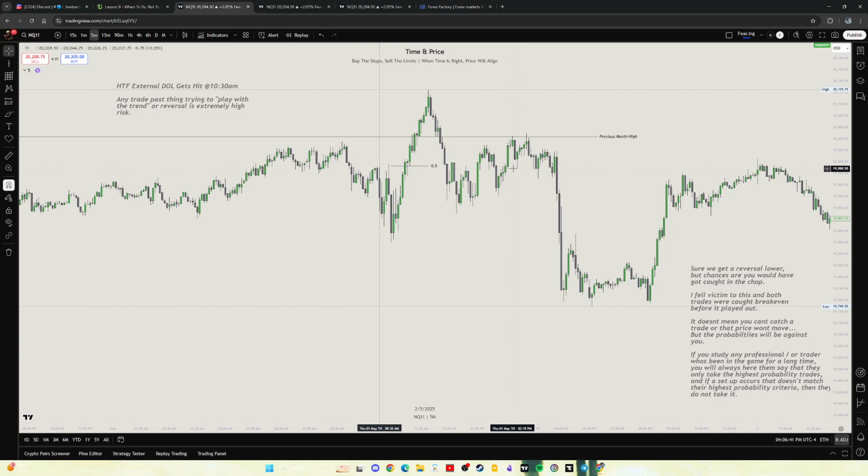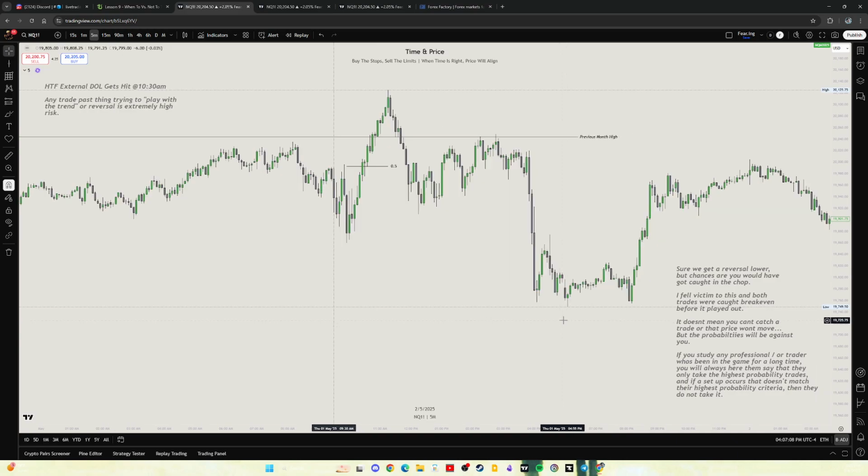Now, low probability conditions don't mean you can't catch a trade or that price won't move. It will, but you do not want to be trading when the probabilities are against you. If you study any professional, any trader who's been in the game for a long time, you'll always hear them say that they only are looking for the highest probability trades. And if a setup occurs that doesn't match their highest probability criteria, then they simply do not take it. They have no interest in risking funds when it does not meet their highest probability criteria.